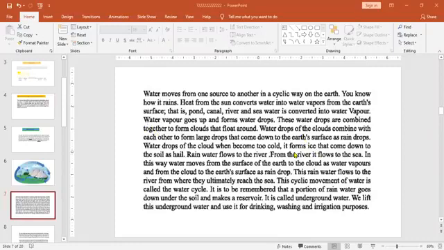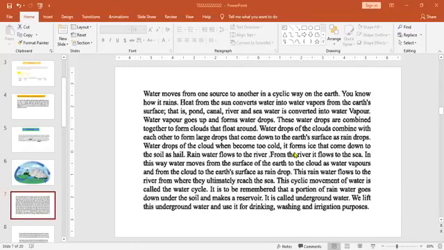From the river it flows to the sea. In this way water moves from the surface of the earth to the cloud as water vapor, and from the cloud to earth's surface as a raindrop. This rain water flows to the river from where it ultimately reaches the sea. The cyclic movement of water is called water cycle.